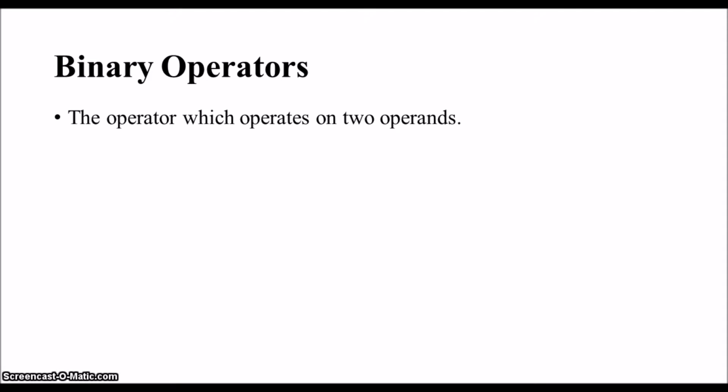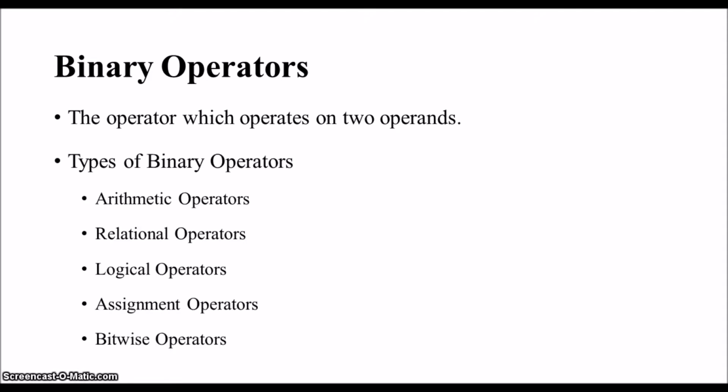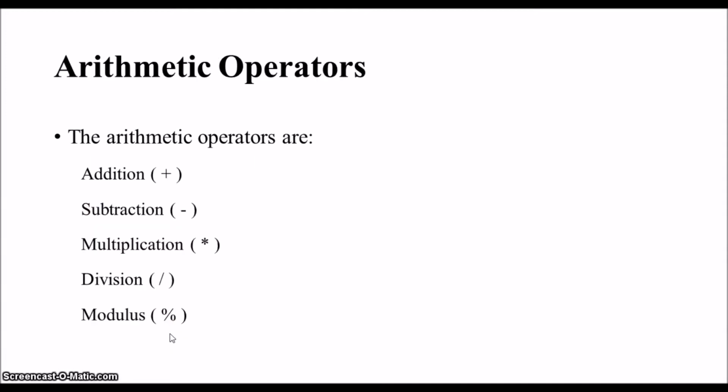Do check out. The types of binary operators in C are arithmetic operators, relational operators, logical operators, assignment operators, and bitwise operators. In this video we are going to concentrate on arithmetic operators. In the subsequent video, we'll be discussing all the remaining operators. Arithmetic operators are addition, subtraction, multiplication, division, and modulus.